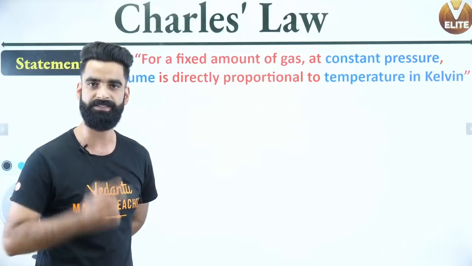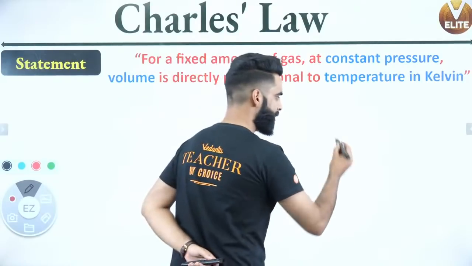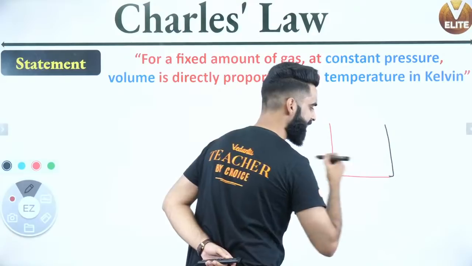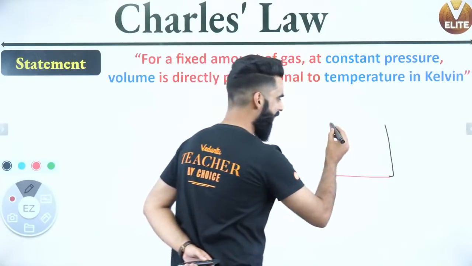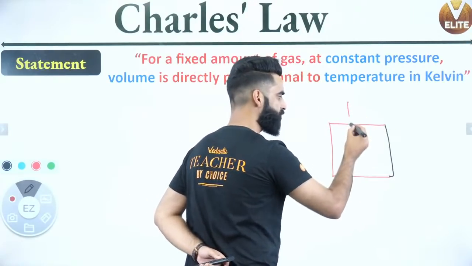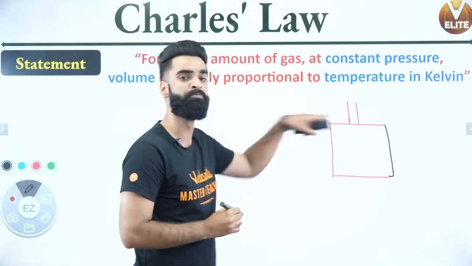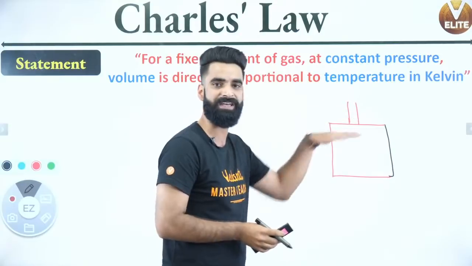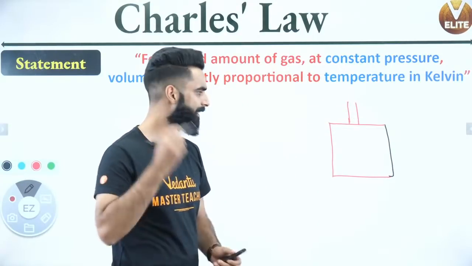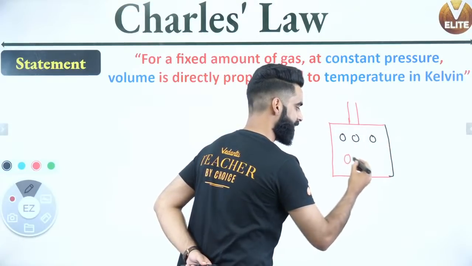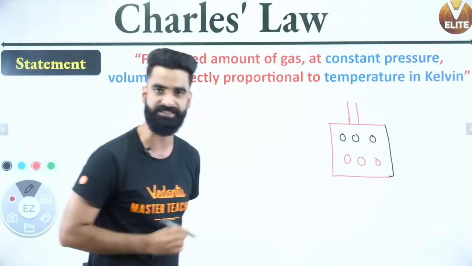What do we mean by this? Have a look. For example, I'm taking a container over here. I'm fixing one piston on the top of the container. This is the movable piston. It can go up, it can come down as well. Now, I'm keeping some gas molecules inside this container.